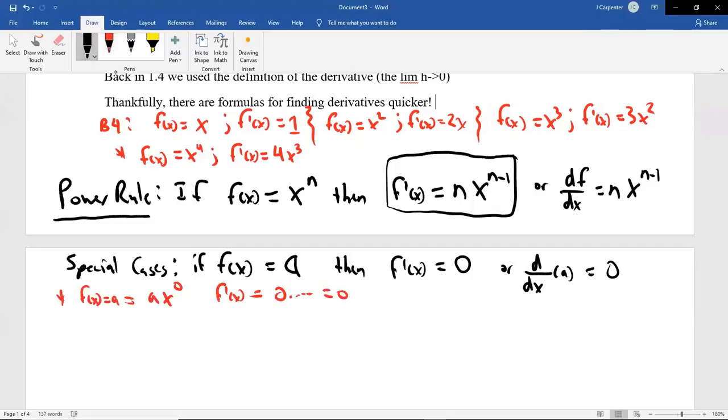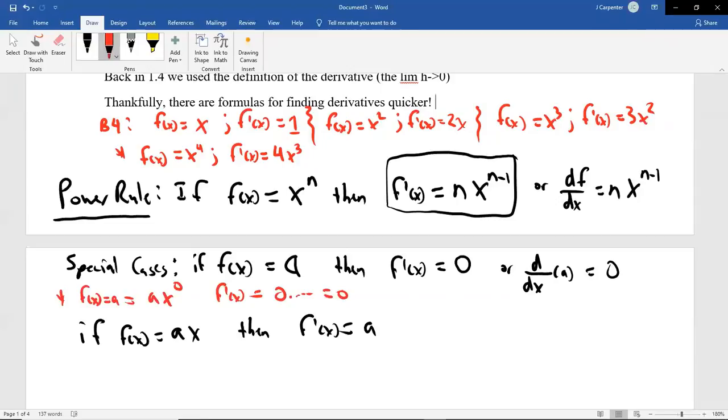So the derivative of a constant is 0. Another case, if f of x is equal to ax, a times x, then the derivative, well, this is a linear function, a times x, so the derivative is the slope. The slope of that line is a.